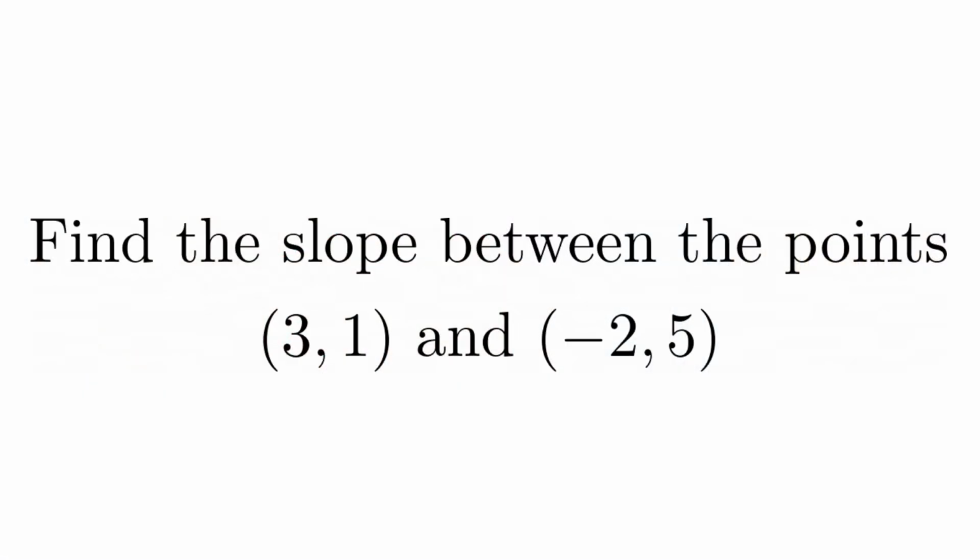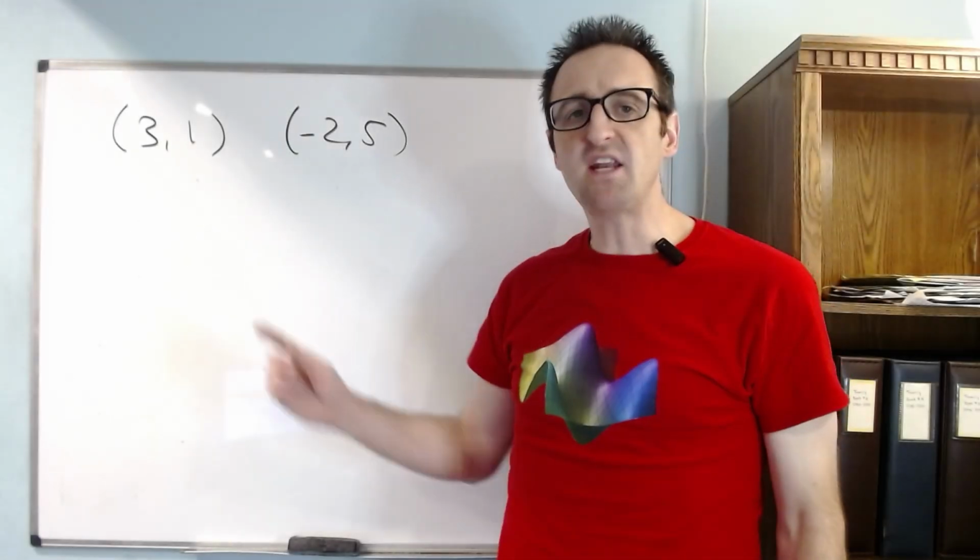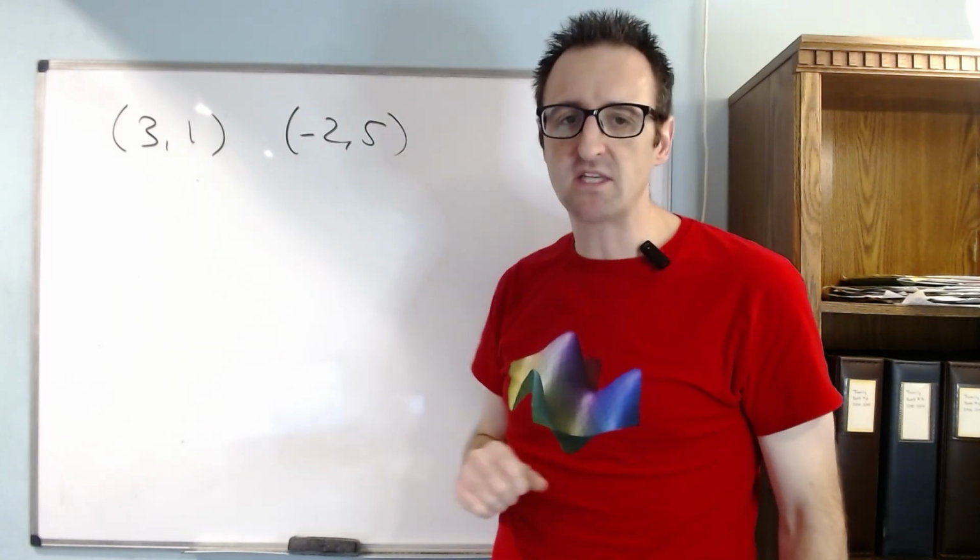Welcome to Trigonometries. In this video, we're going to do some homework problems that have to do with lines in the plane. The first problem that we're going to do is we're going to find the slope between the 2 points (3, 1) and (-2, 5). So we need to find the slope between these 2 points in the xy plane.